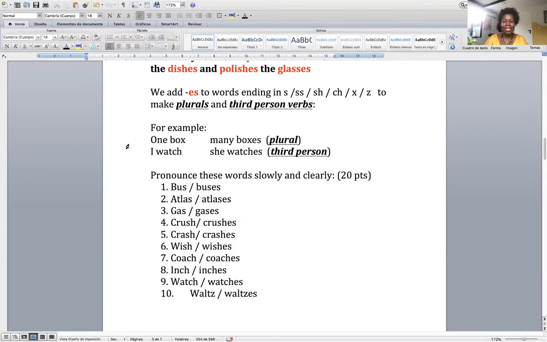Okay, so this should be fun. And so you send me your audio with only that part telling me each of those 20 words. You're gonna tell me the singular or the first person verb, and then the plural or the third person verb. And so it's gonna be a lot of fun, and I can't wait to hear your audios.